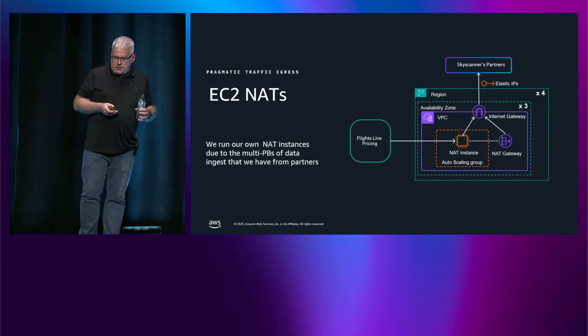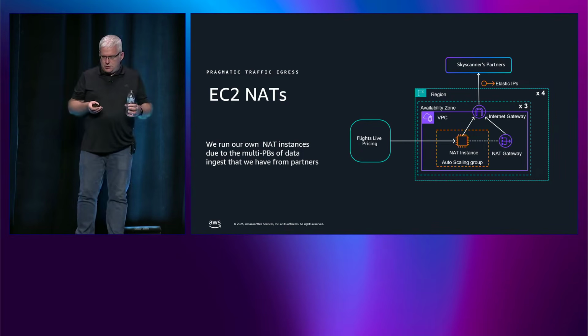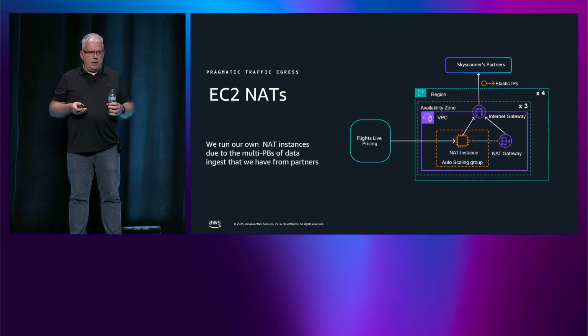In 2015, we made a very pragmatic decision to run our own NAT instances. This is because of the multi-petabyte data ingest that we have from partners. Managed NAT, although a great service, just wasn't economically viable for us to use. We do fail over to managed NAT if we have issues with our NAT instances, like if we saturate them or there are other problems. But we primarily run on EC2 network optimized Graviton for all traffic egress.